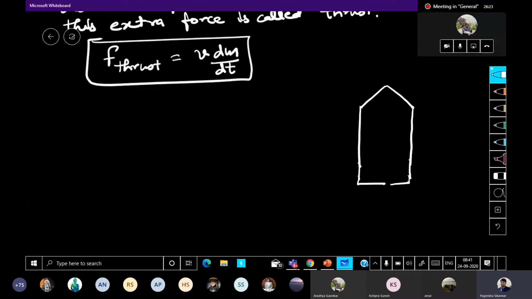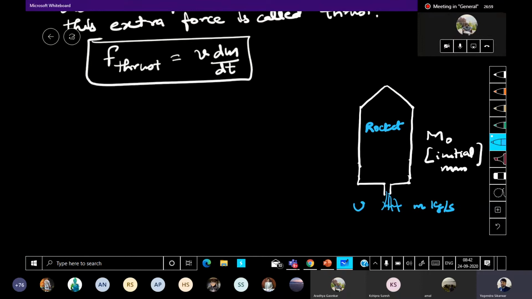and it has initial mass of m naught. How much mass is there initially? M naught. Now when propulsion is taking place, gas is coming out of it. And how much gas is coming? Let's say small m kg per second. Now this gas will be coming out with some velocity. So let's say that velocity is u with respect to rocket.